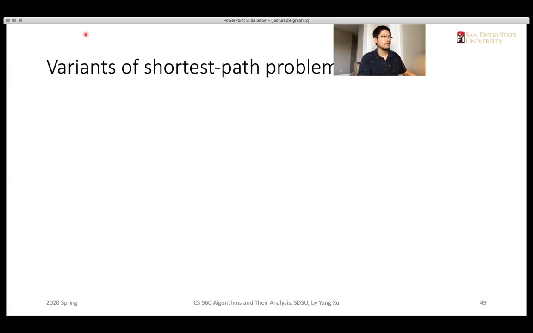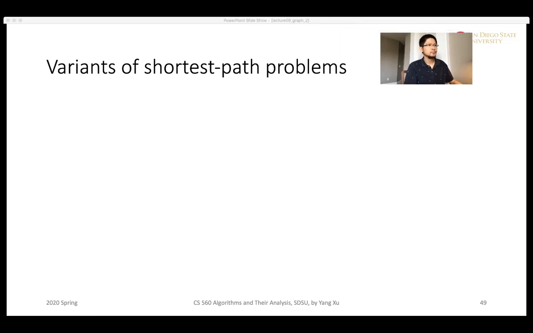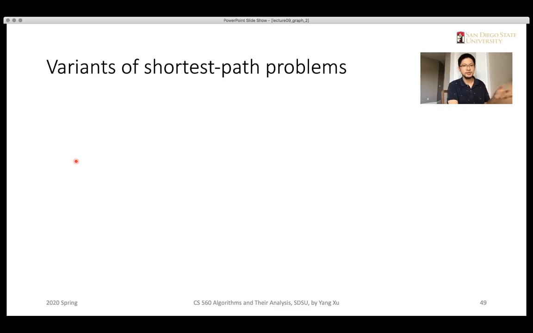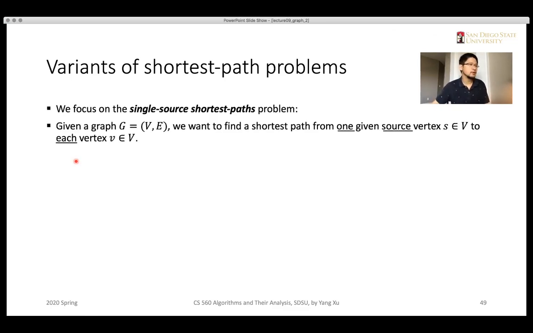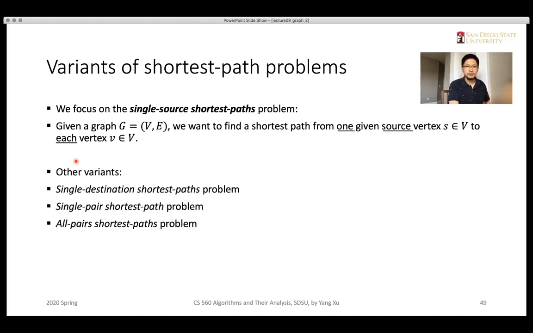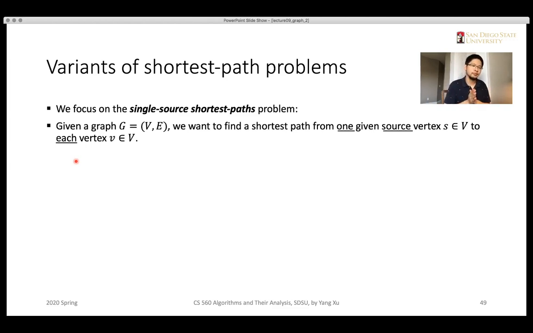There are a bunch of variants of the shortest path problem, depending on the number of destinations and sources that we predefine. We focus on one type, which is the single source shortest path problem. This problem wants to find a shortest path from one given source to all the other vertices in the graph. Given the source, we want to know the shortest path to all the other possible destinations. Essentially it's the same type of problem. We basically want to go through all possible paths from one source to one destination, and if there are multiple destinations, then we need to do that computation multiple times.